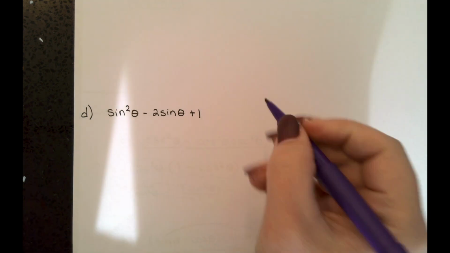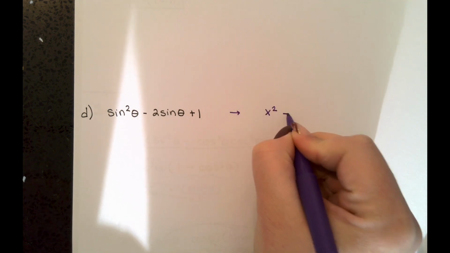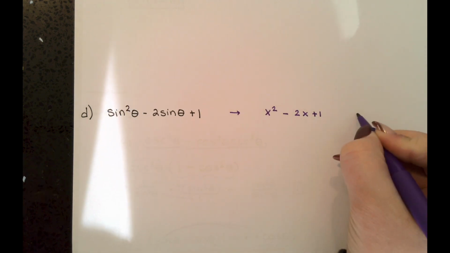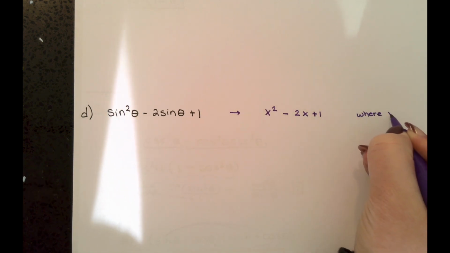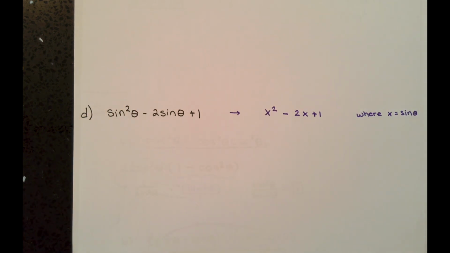All right, next up, we have our factoring. This is the one that requires some pattern. If you're uncomfortable with the sine squared minus 2 sine of theta plus 1, you can change it to x squared minus 2x plus 1, where x is equal to sine of theta temporarily. Right, we do a temporary change.